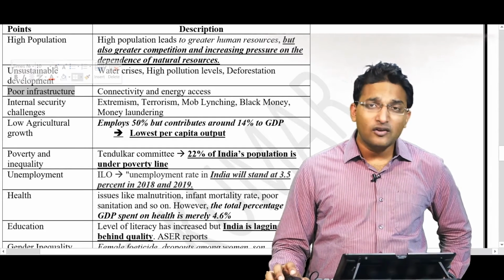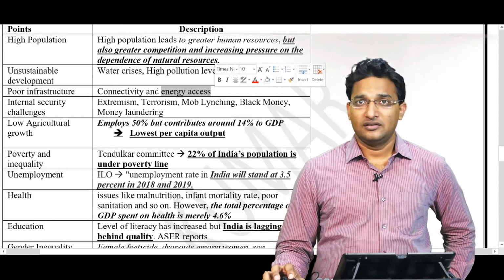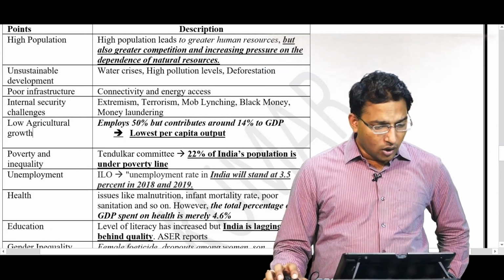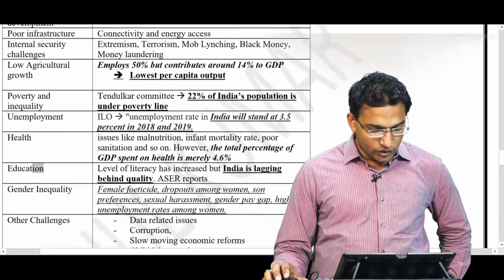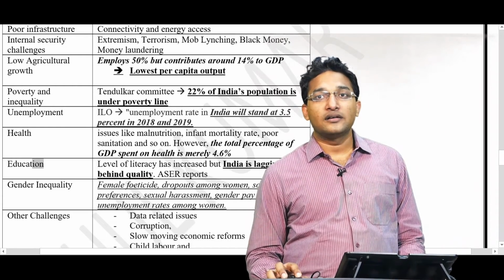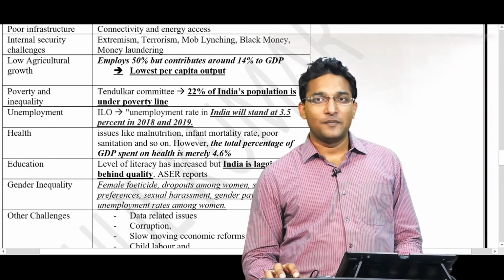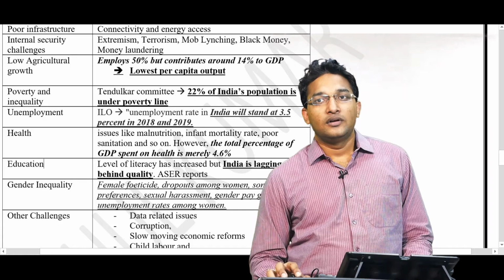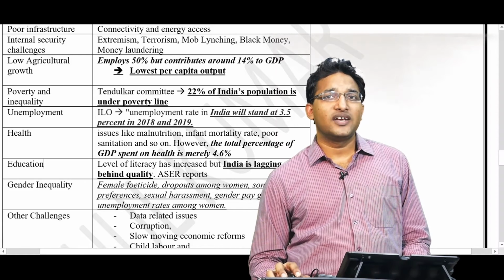Poor infrastructure: our logistics cost is very, very high. We still have to give 100% access to energy, especially electricity, to every person in the country. Internal security challenges, low agriculture growth, poverty and inequality, unemployment, health, education. In health there are lots of issues: malnutrition, IMR, poor sanitation and so on. In education also, India is lagging behind, especially in terms of quality, which is reflected by the ASER reports.